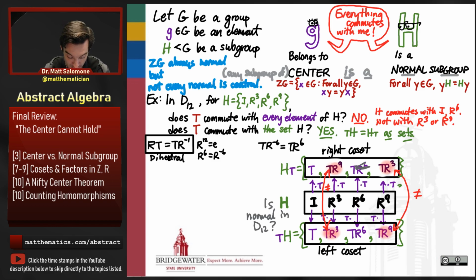In fact, just to finish the thought on D12 here for a minute, we saw that R to the power 6 here ended up actually commuting element by element with T, right? TR to the 6th was the same as R to the 6th times T. And because it commutes with T, and it also commutes with all the powers of R, it turns out that R to the 6th does commute with everything in D12. Commutes with every element of D12.